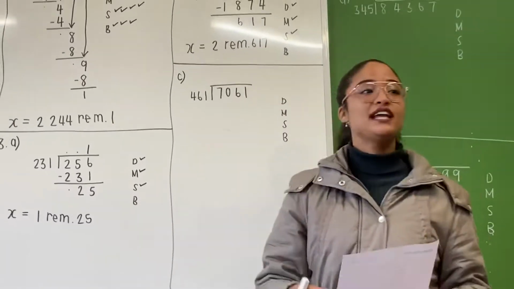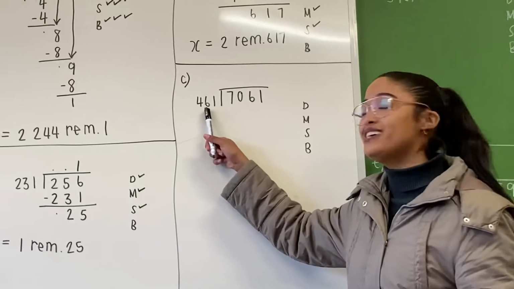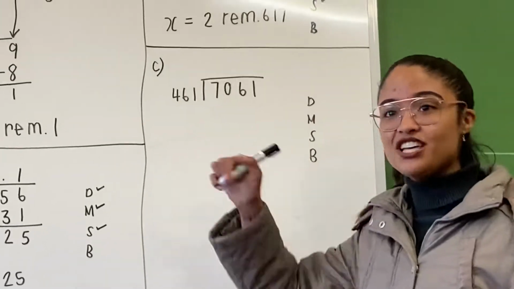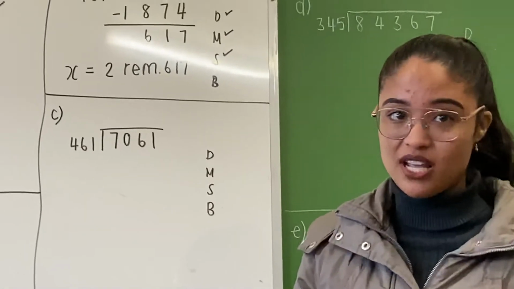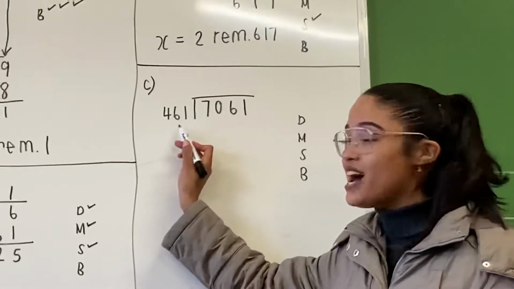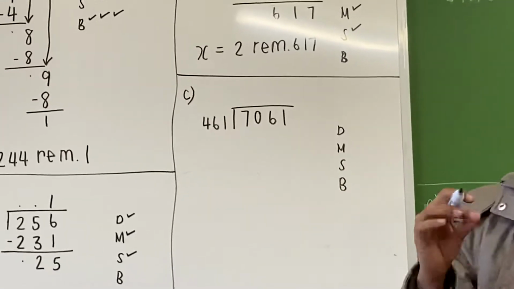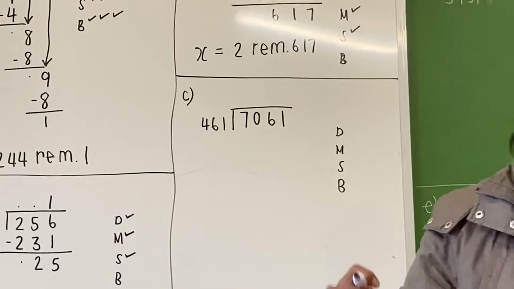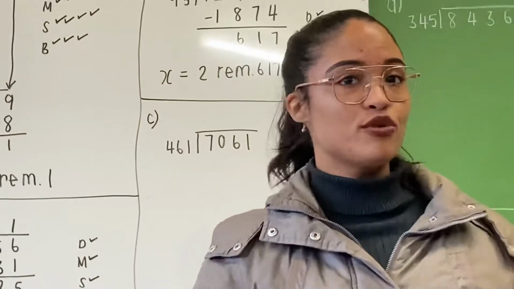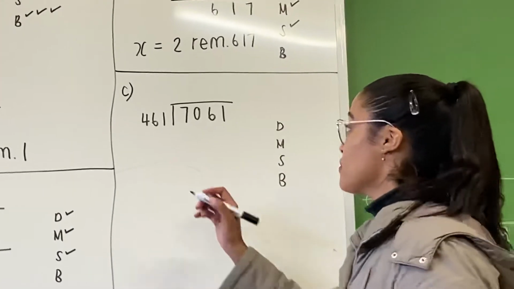Alright guys, we are looking at long division, and this time we have a three digit divisor. Once again, when your divisor is two or more digits, you first write out the multiples of that divisor. If you wrote out the multiples, it should be 461, 922, 1383, and so forth. Did you guys get that? Yes. Right, then we can start.